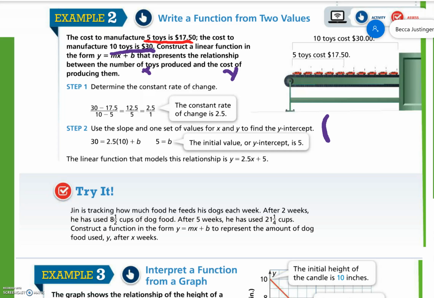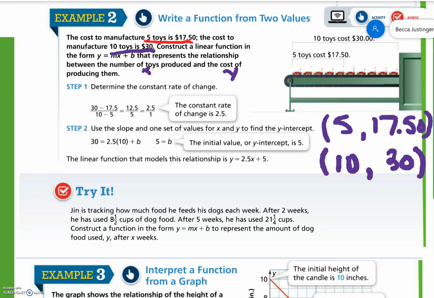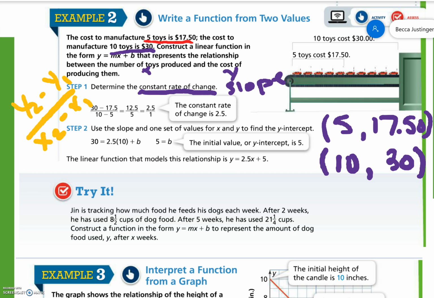So technically I can write this as 5, $17.50 and 10, $30. So now I have 2 ordered pairs. Well, to find the constant rate of change, or slope, we can use the slope formula. Remember, y2 minus y1 over x2 minus x1. I label my points. This is x1, y1, x2, y2. They fill that out for us. 30 minus 17.5 over 10 minus 5. Subtract and divide. So the constant rate of change is 2.5.